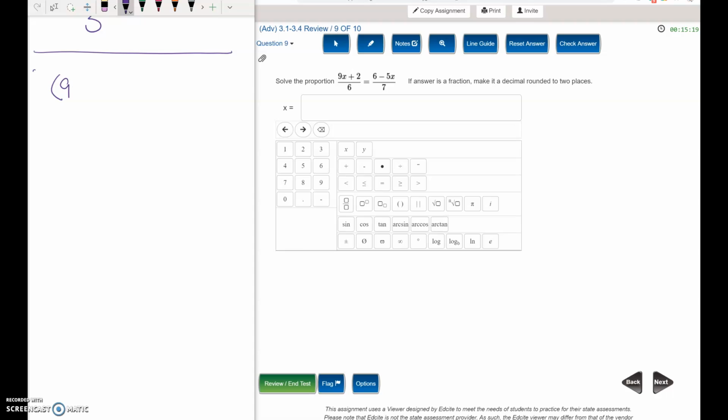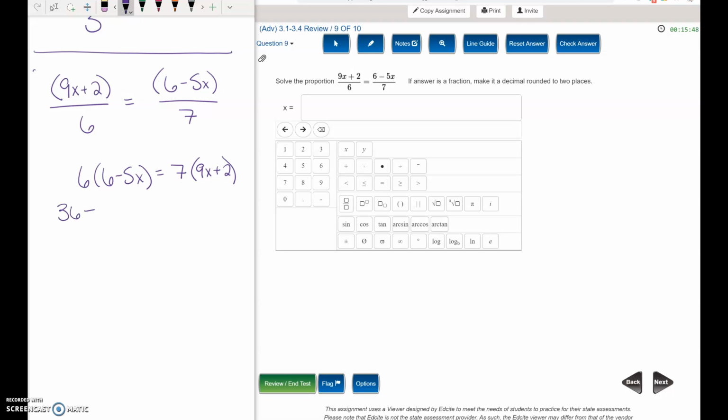This is the first one that you can cross multiply. But you need to remember to put those numerators in parentheses so that when you cross multiply, you get all of that numerator cross multiplied. So when we cross multiply, we've got 6 times the quantity 6 minus 5x equals 7 times the quantity 9x plus 2. You have to multiply that 6 to everything that was in that numerator. So we have 36 minus 30x. 7 times 9 is 63. So we have 63x plus 14.